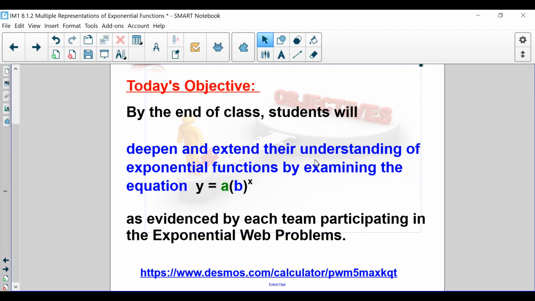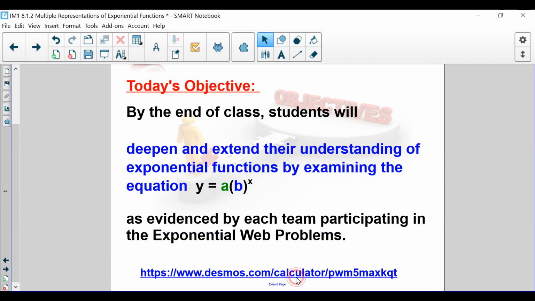This time we're going to be examining them a little bit more with lesson 8.1.2. By the end of class, students will deepen and extend their understanding of exponential functions by examining the equation y is equal to a times b to the x power.